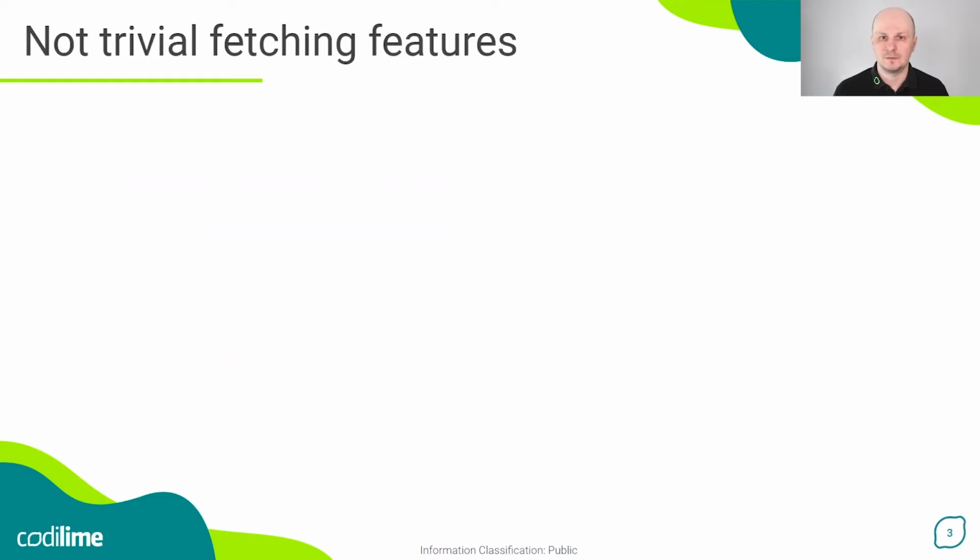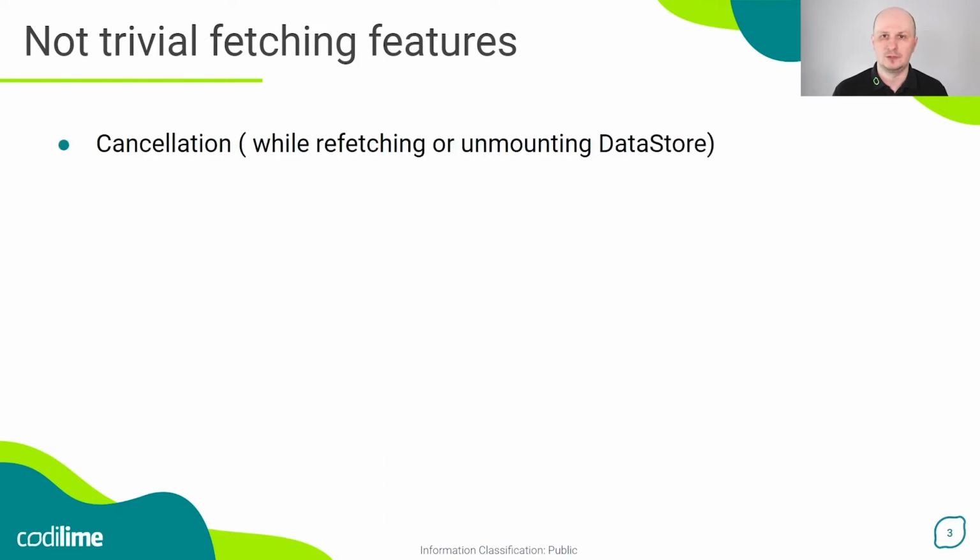What kind of non-trivial fetching features do we have in single-page applications? The first one is cancellation while refetching or unmounting a data store using classical promises with the fetching API. You need to write some abort controller, you need to keep this instance somewhere and call it whenever you need, and this may cause some issues.